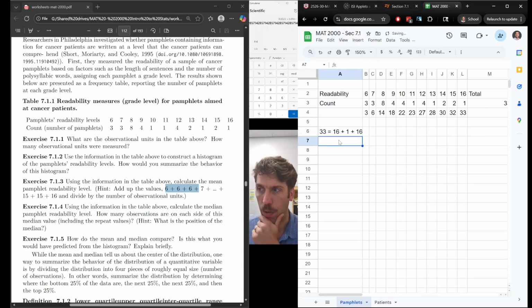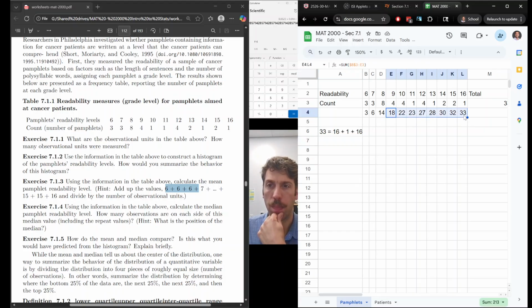Okay? So for an odd number of total, it's the middle number. And for an even number total, it's the average of the 2 middle numbers. And so that's what the median is. And using the cumulative sum, you can figure out where your middle pamphlet is a lot faster. So my middle pamphlet is 9th grade.